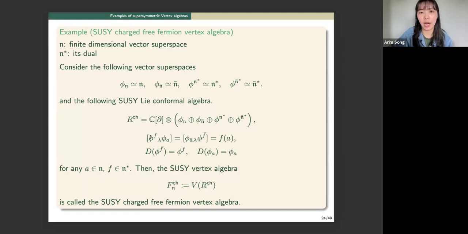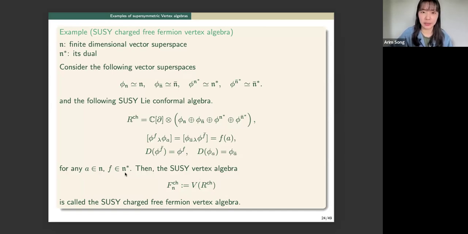We'll only let the unbarred elements be non-trivial and barred elements be non-trivial. So if we are given two unbarred elements, they're given by the pairing, and if we're given barred elements, they're given also by the pairing, but the order is different. And the supersymmetry D on this space is given like this, sending phi F bar to phi F and sending phi sub A to phi A bar. Then the supersymmetric charged free fermion vertex algebra is defined by the universal enveloping algebra of this Lie conformal algebra.